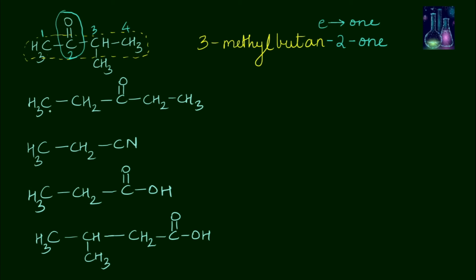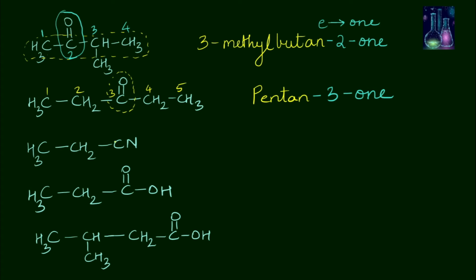In the next example, you have how many carbons? 1, 2, 3, 4, 5. There are 5 carbons in the main chain, and the third position has the ketonic functional group. Therefore, the molecule is pent, and E is replaced by ONE. Definitely you need to write the position. So it is pentan-3-one. Now see the next example.